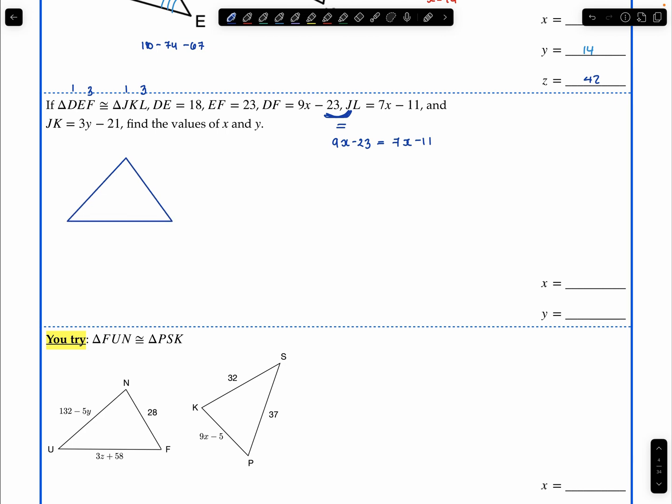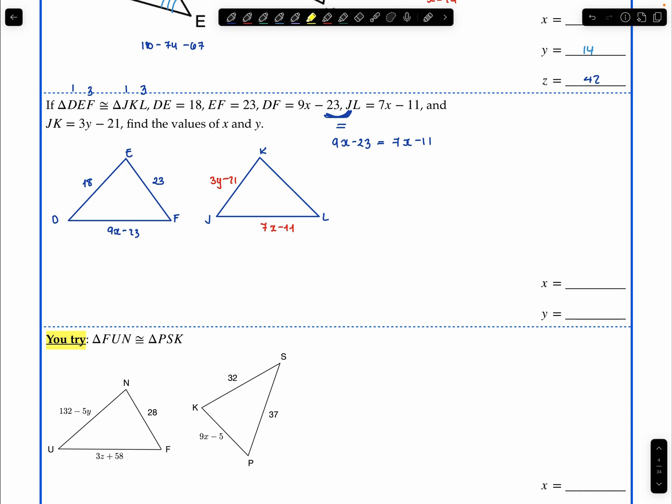Simply, and the best bang for your buck, is that you just copy these two triangles. So I will start here D on the bottom left and go clockwise. So DEF is that one. Here's JKL. DE is 18, EF is 23, DF is 9x minus 23. Next, JL is 7x minus 11, and JK is 3y minus 21.